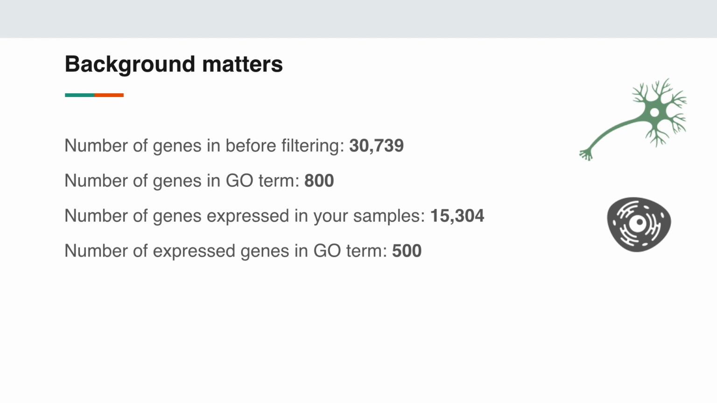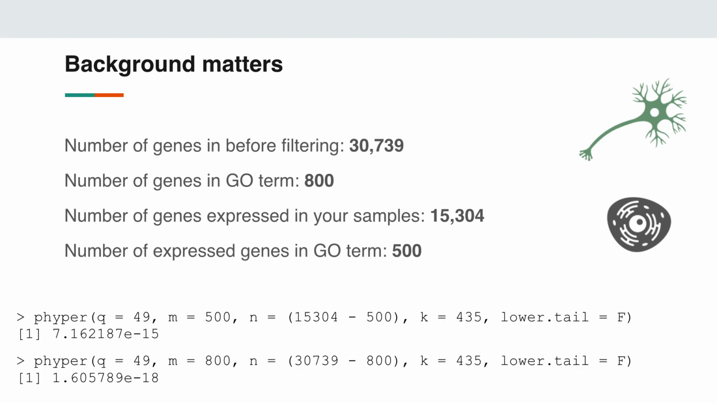So think about it in terms of the jar of tokens again. If you have black tokens in the proportion of 800 out of 30,000 in a jar, it's a different probability of obtaining one than when you have 500 tokens in a jar composed of 15,000 tokens. And this is just to show you an example of the same hypergeometric test.